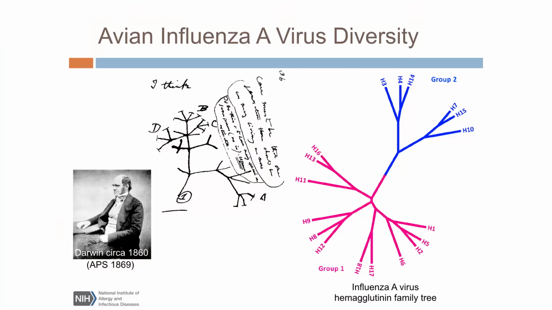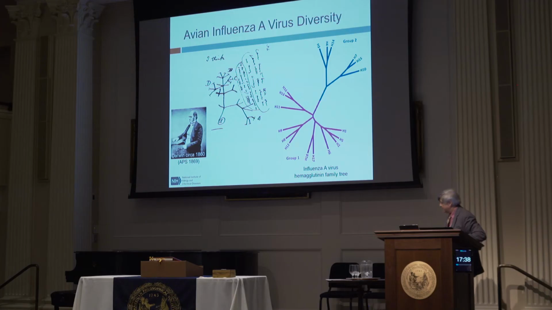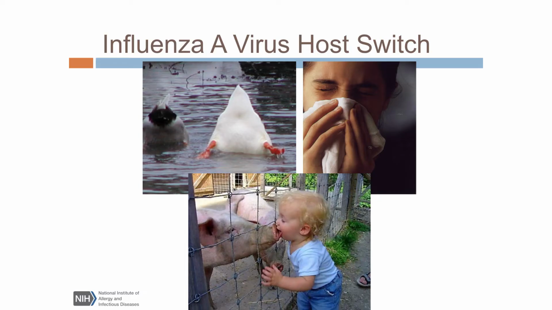Flu viruses are the poster child for rapid evolution, and I juxtapose a sketch from Charles Darwin's notebook from the 1850s, where he says, "I think," and then he thinks about the evolutionary divergence through natural selection and speciation. And here is a family tree of the hemagglutinin gene of influenza A viruses, and you can see that Darwin, I think, would really like to look at the genetics of influenza. So they're incredibly divergent, incredibly rapidly evolving.